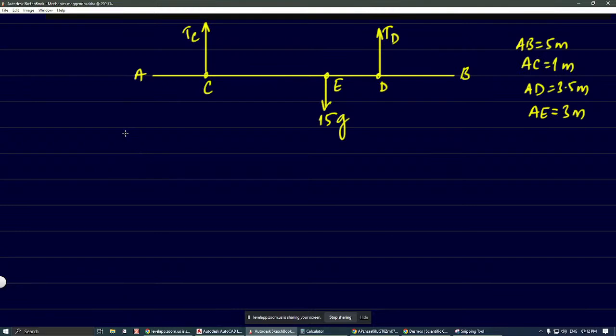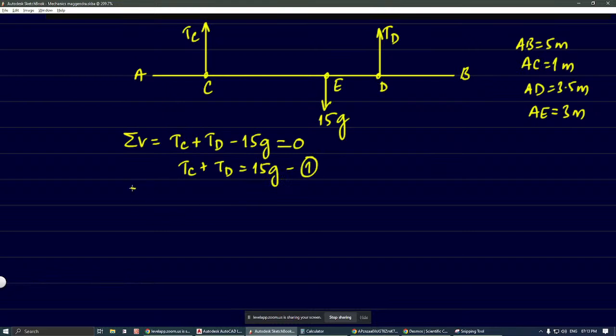So first we have to take sigma V. TC is upwards, TD is upwards, 15g is downwards. So the total should be 0. So TC plus TD is 15g, equation 1. Then we have to take moments, let's take moment about point C.